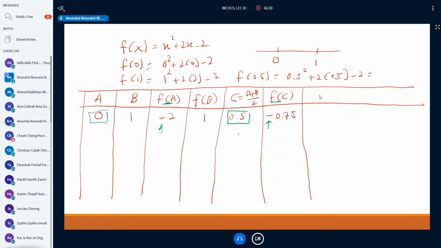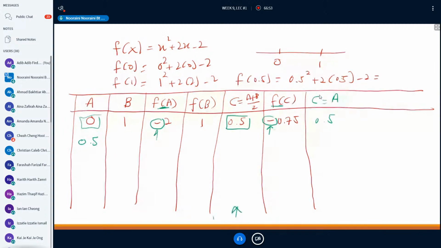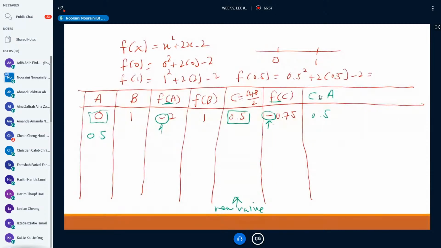Meaning you change the one with the same sign as FC. So now C equals A, meaning we take 0.5 here. You substitute the A here now with 0.5, the one with the same sign as C. Because FC is negative and this one is also negative, you need to change A into C. C here means the new value. When you change A to 0.5, B you maintain, B doesn't change. FA now you take the value of FC, because A is now 0.5, so you get negative 0.75. FB is just the previous one because it is the same.